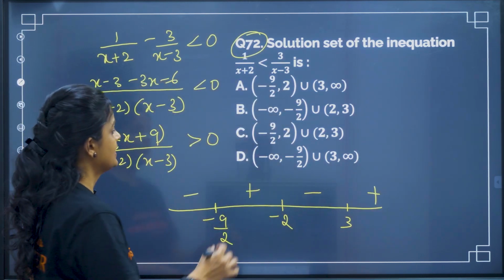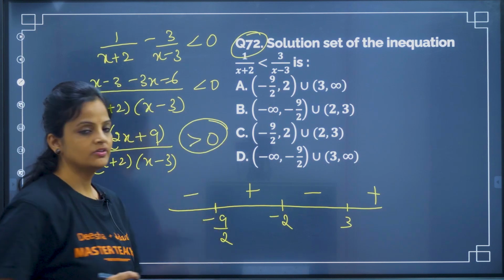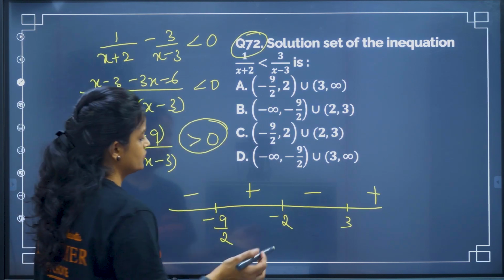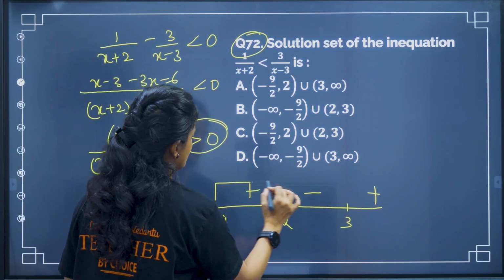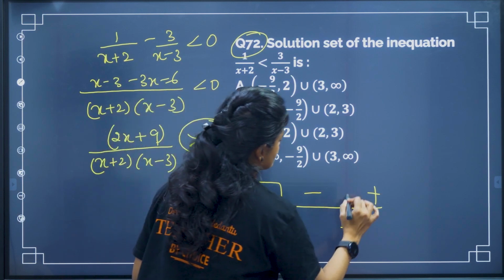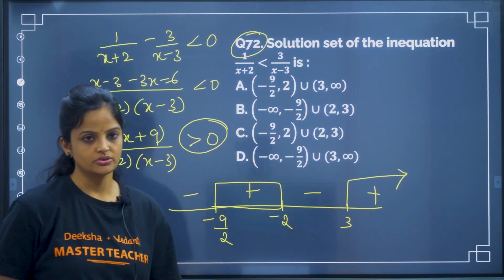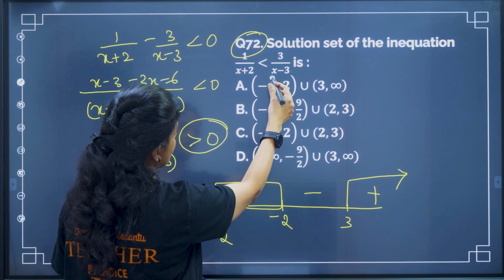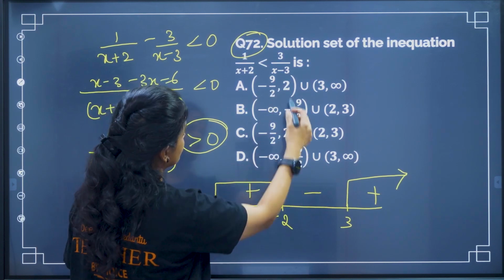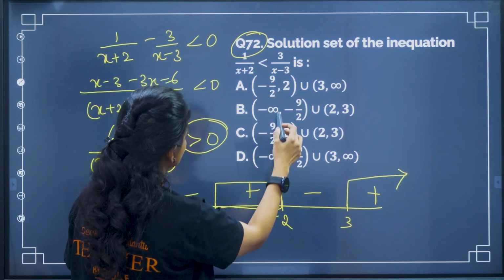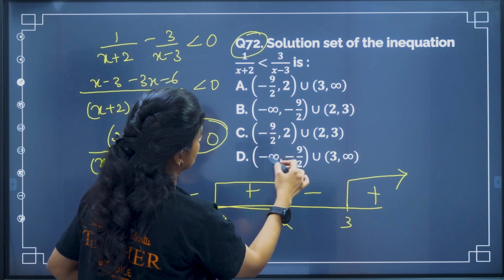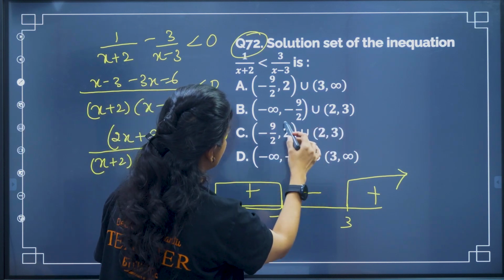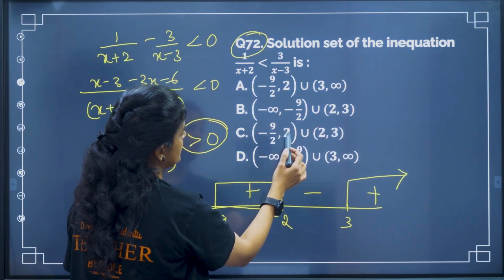Done? Now the question demands the positive region. Which is the positive region? This one and this one. This is the positive region. That's it. Now go with the answers where I have minus 9 by 2 to 2, minus 9 by 2, minus 2. Actually, none of the answers are right here. It has to be negative.